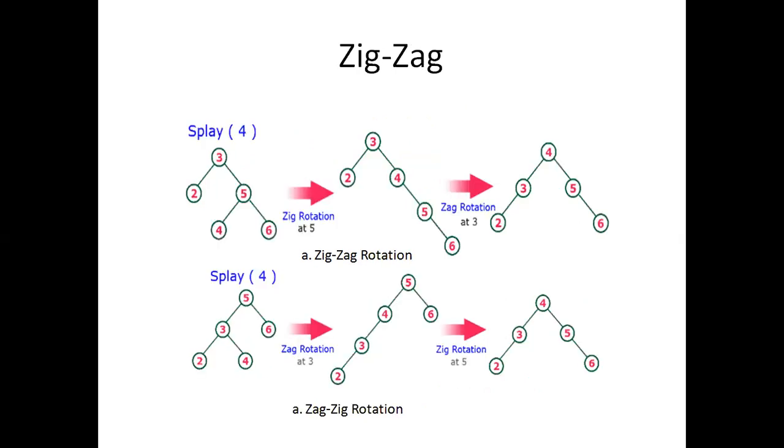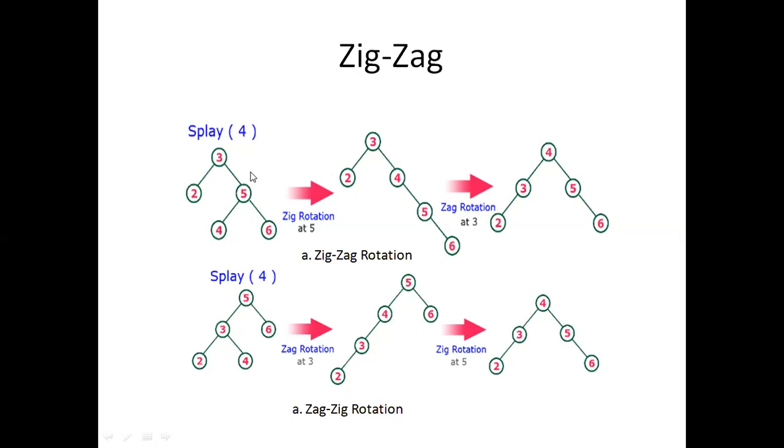Okay, now this is the next case, Zig-Zag rotation or Zag-Zig rotation. So here suppose we want to perform splay operation on node 4. This node 4 is the left child of its parent, and that parent is a right child of the root node. So this is the Zig-Zag case. It means this node is a left child of its parent, and this parent is a right child of the root node. In that case we have to perform Zig-Zag rotation.